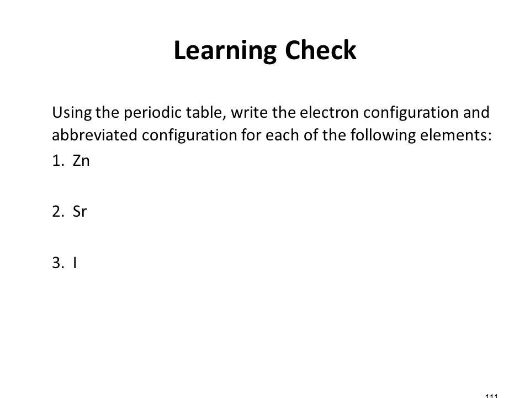And here it's asking us, using the periodic table, write the electron configuration, abbreviated configuration for each of the following elements. And so we'll just look at the answers and go through explaining them.